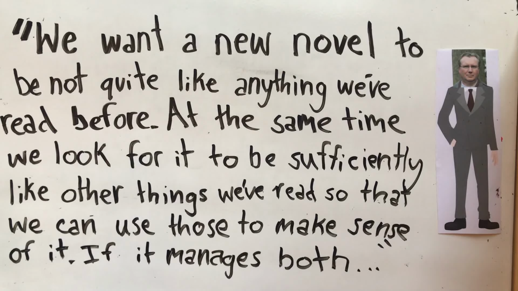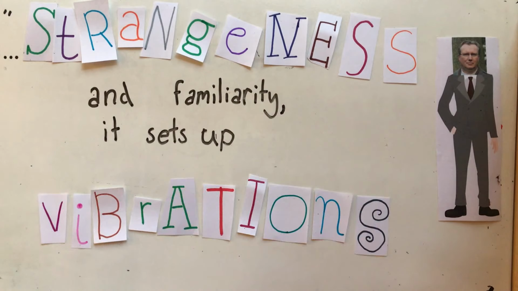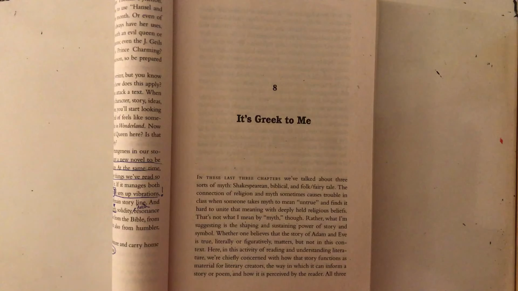We want a new novel to be not quite like anything we've read before. At the same time, we look for it to be sufficiently like other things we've read so that we can use those to make sense of it. If it manages both things at once, strangeness and familiarity, it sets up vibrations. Chapter 8 is It's Greek to Me.